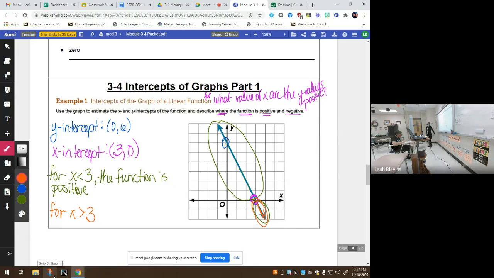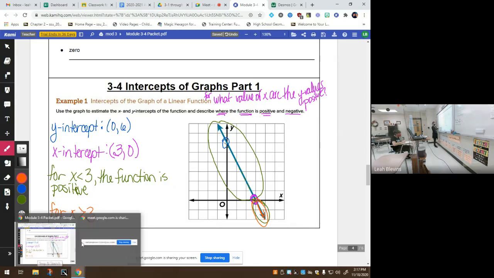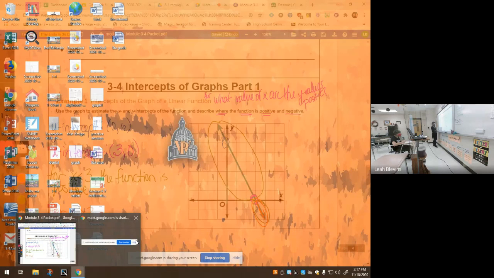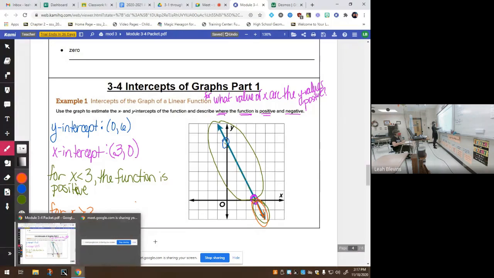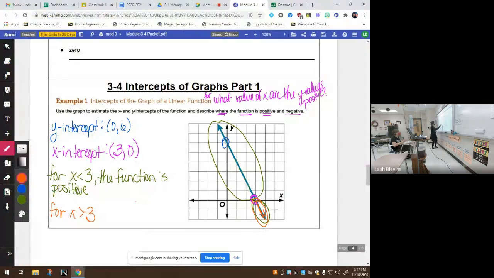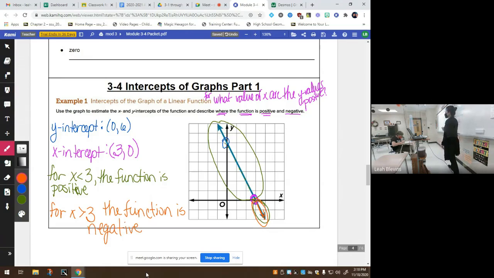Look alive. For x greater than 3, the function is negative. Sorry, my handwriting is terrible. I don't know why it's so bad today. For x greater than 3, the function is negative.